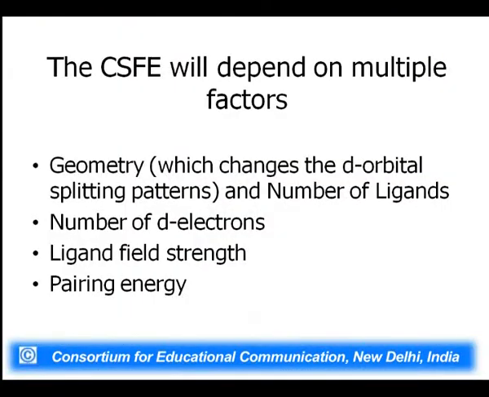Now there are certain factors which can influence the CFSE. As we have seen, the 10 Dq value is influenced by certain factors, and the CFSE is also going to be dependent upon some factors. The first is the geometry. Whether it is tetrahedral or octahedral is going to decide, based upon the number of ligands, how the electrons are distributed between the T2 and E levels, or the T2g and Eg levels in the octahedral case. Similarly, it is also going to depend upon the number of d electrons. So the number of d electrons you cannot ignore.